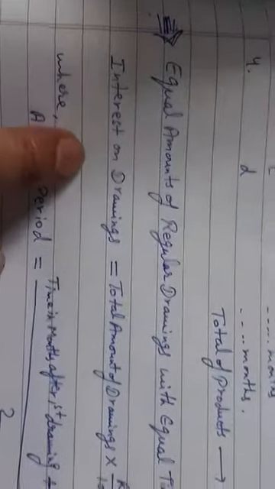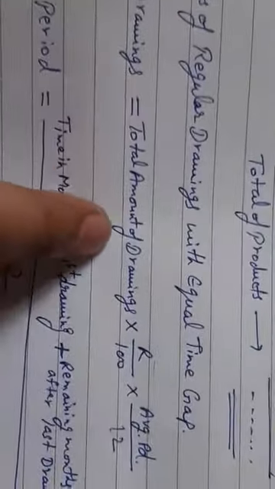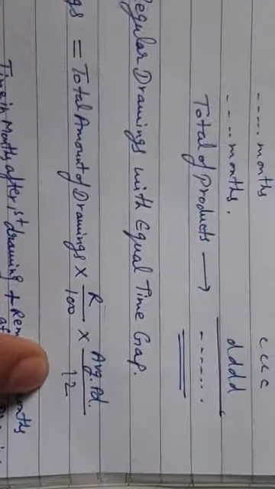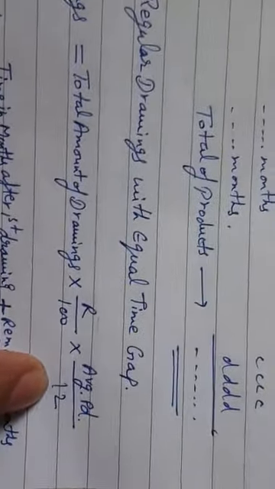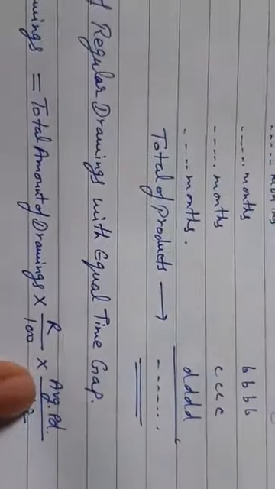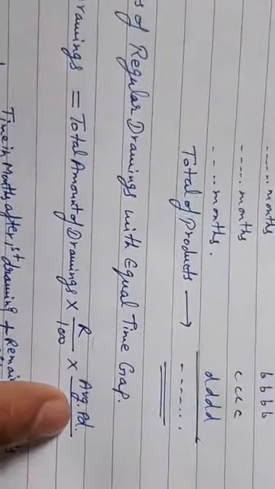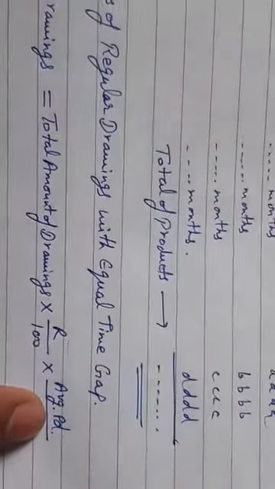Students, there may be another situation for calculation of interest on drawings. When equal amounts of regular drawings with equal time gap are given, only in that situation can we adopt this formula: interest on drawings is equal to total of drawings into rate upon 100 into average period upon 12. The formula is the same, the concept is the same. The only thing is that the average period has been utilized instead of months or 1 upon 12.